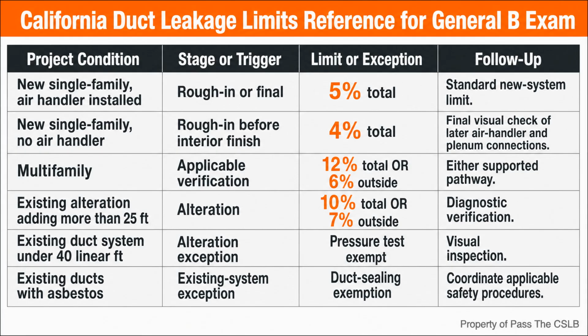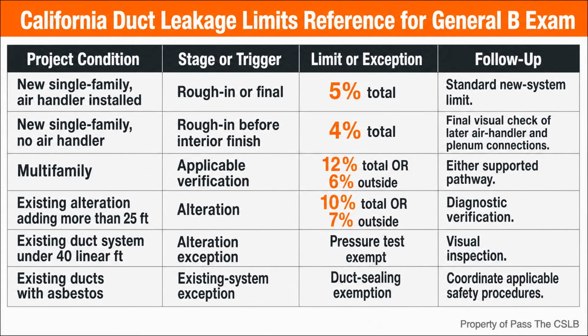For a simple example, if a new system has 1,000 cubic feet per minute of nominal airflow, 5% is 50 cubic feet per minute. I use that example only to show what the percentage is measuring. The certified test and the approved compliance documents control the actual project result.